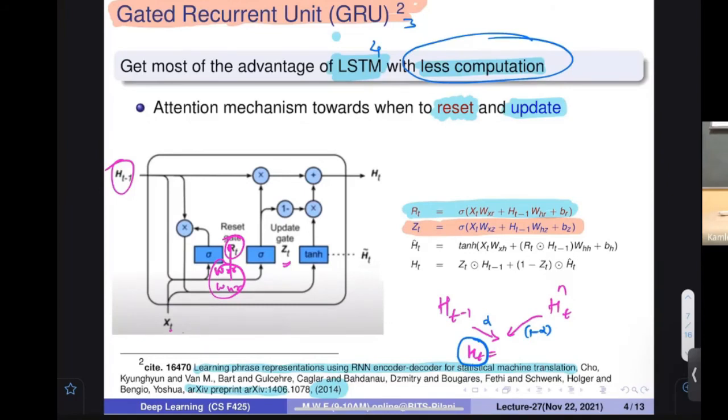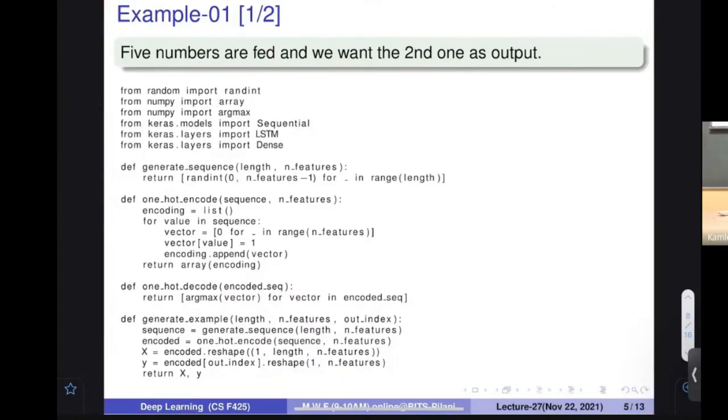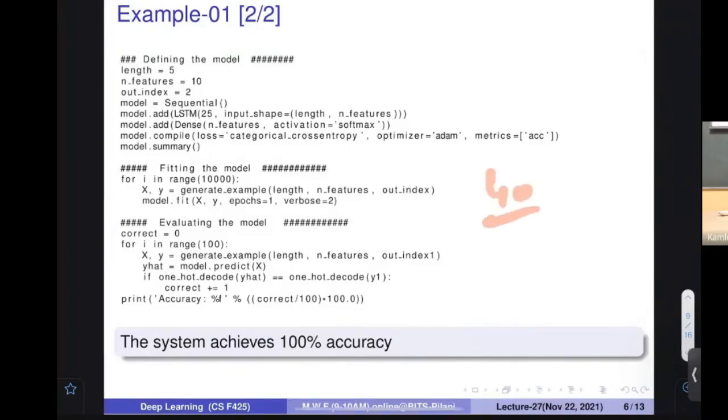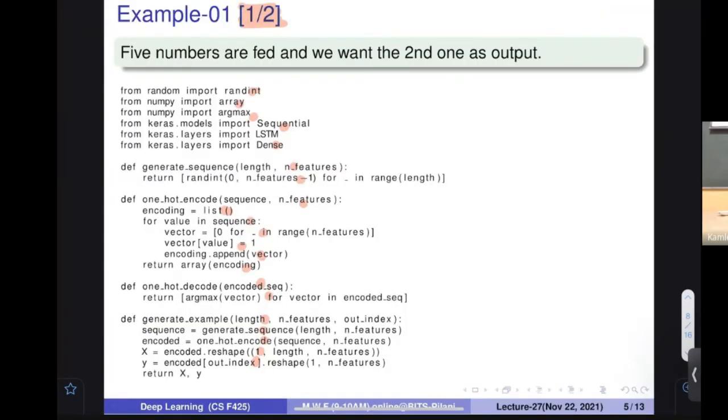Let me show you some examples that are very interesting. This slide is with you, and I have a program that I have written in 2 slides. It is about 22 lines here, and the next slide has more, so only about 40 lines of code. I have written these 40 lines of code to do a specific task. The task is this: 5 numbers are fed in, and we want the second one as the output.